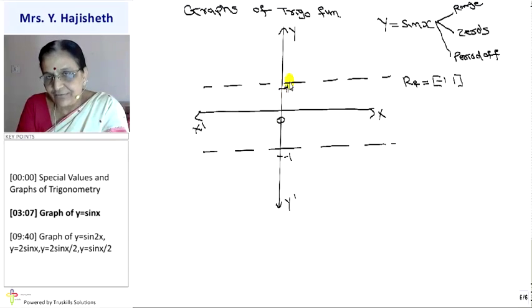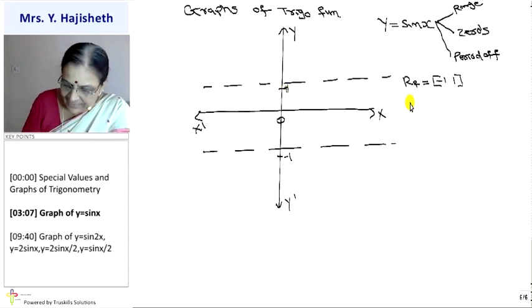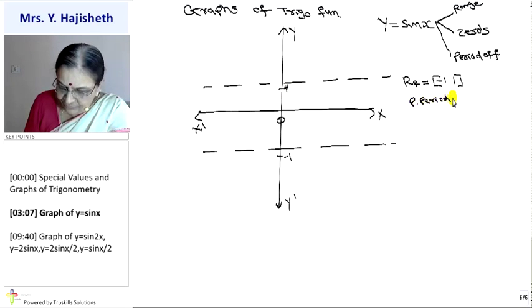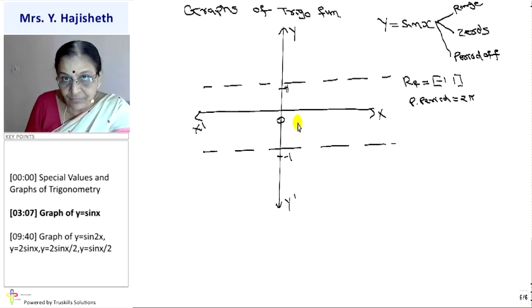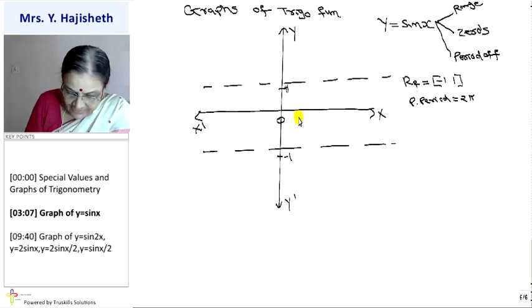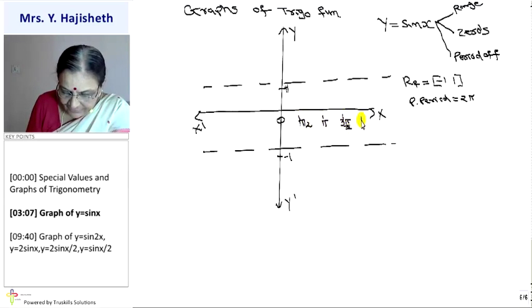Now second, what is the period of sine? Period of sine, principal period, is 2 pi. So I have to construct the graph from 0 to 2 pi on the x-axis. So this is pi by 2, pi, 3 pi by 2 and 2 pi.